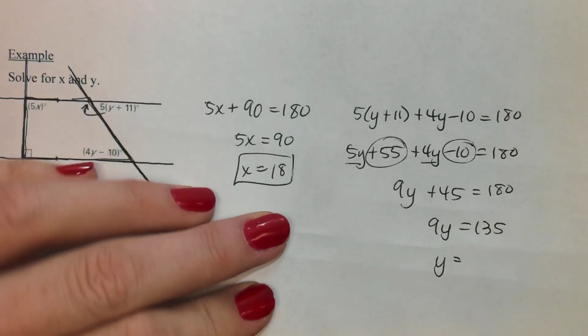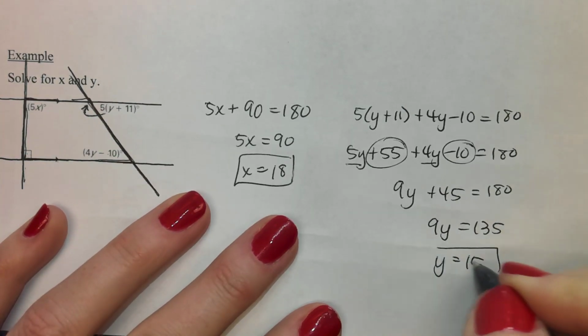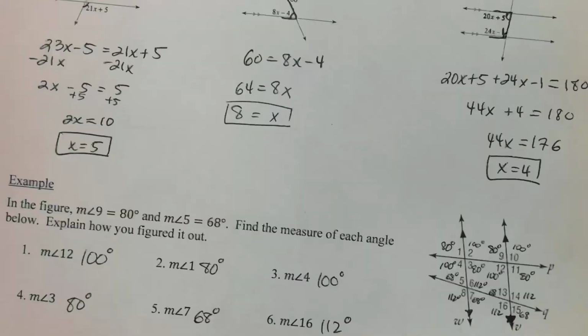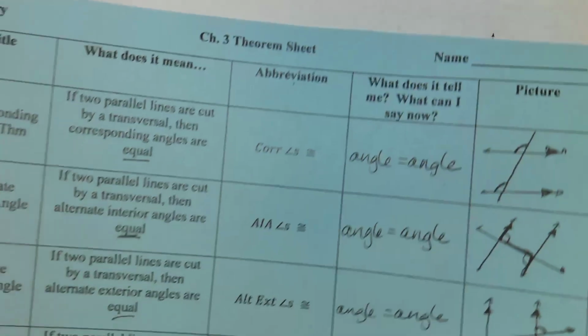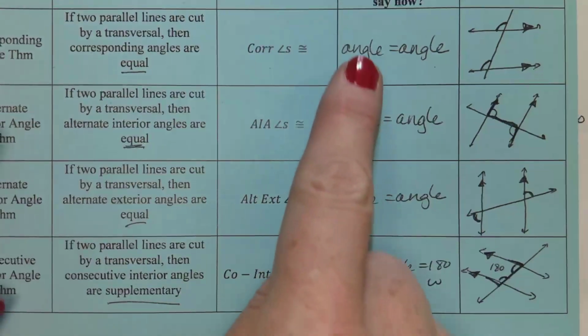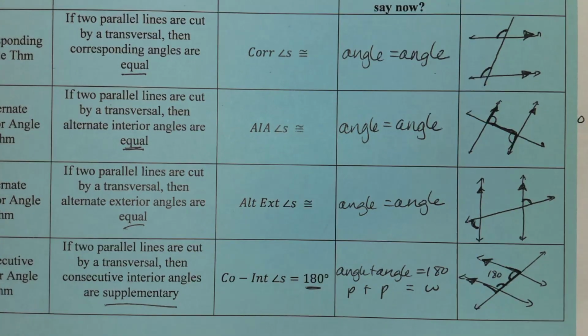15. So using those same names that we had yesterday of those 4 big types of angles, and then today we're just talking about if we have parallel lines, then what is the interesting thing we can use in order to solve?